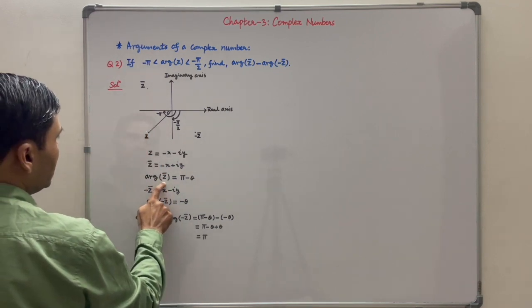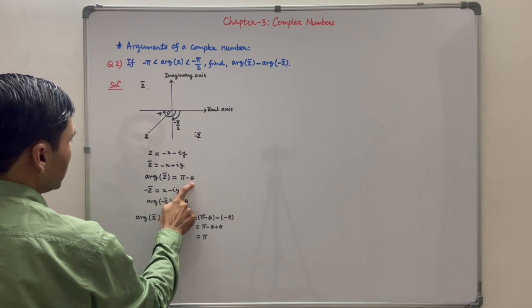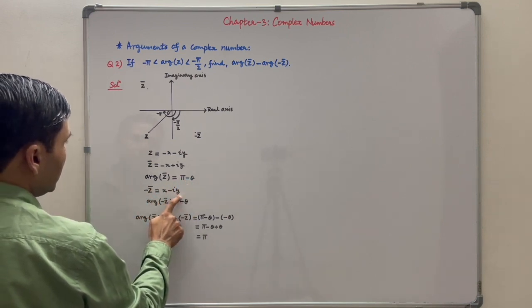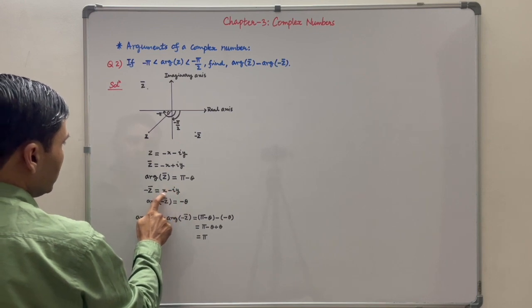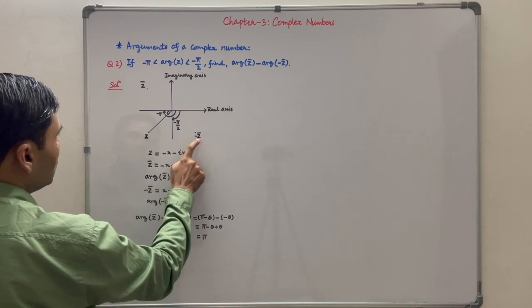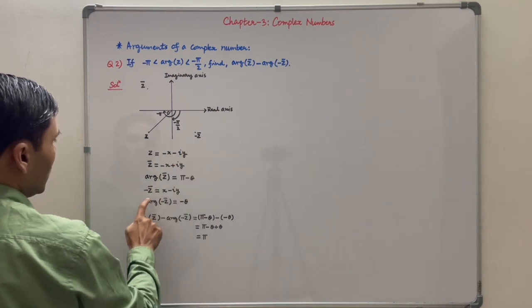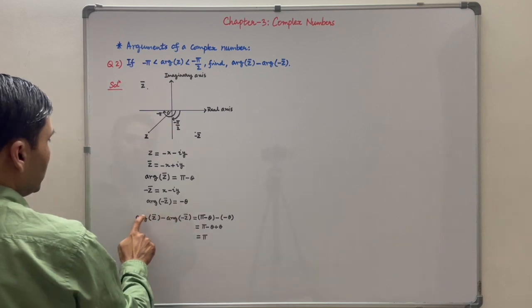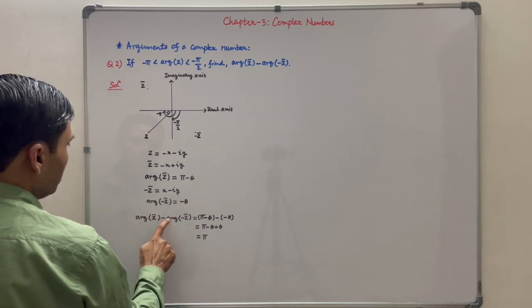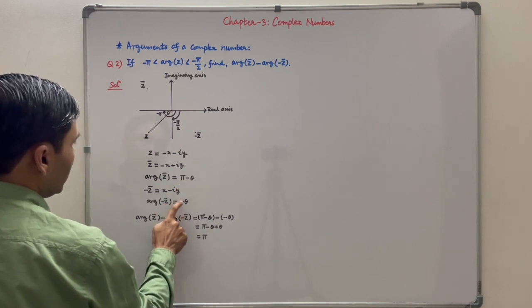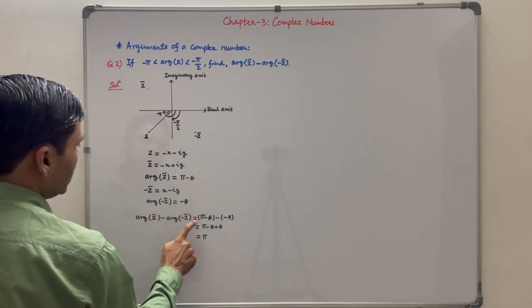Argument of Z bar is equal to pi minus theta. Minus Z bar is equal to x minus iy. Its real part is positive and imaginary part is negative. So minus Z bar lies in fourth quadrant. So argument of minus Z bar is equal to minus theta. Now we can say argument of Z bar minus argument of minus Z bar is equal to pi minus theta minus minus theta. So it is pi.